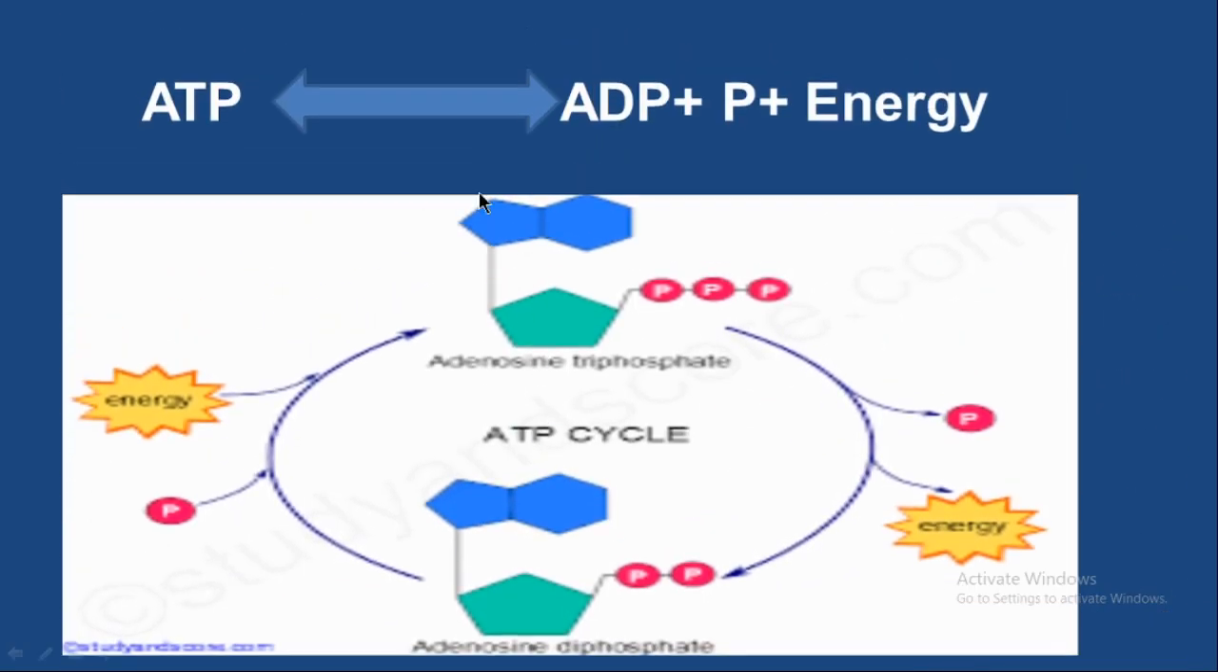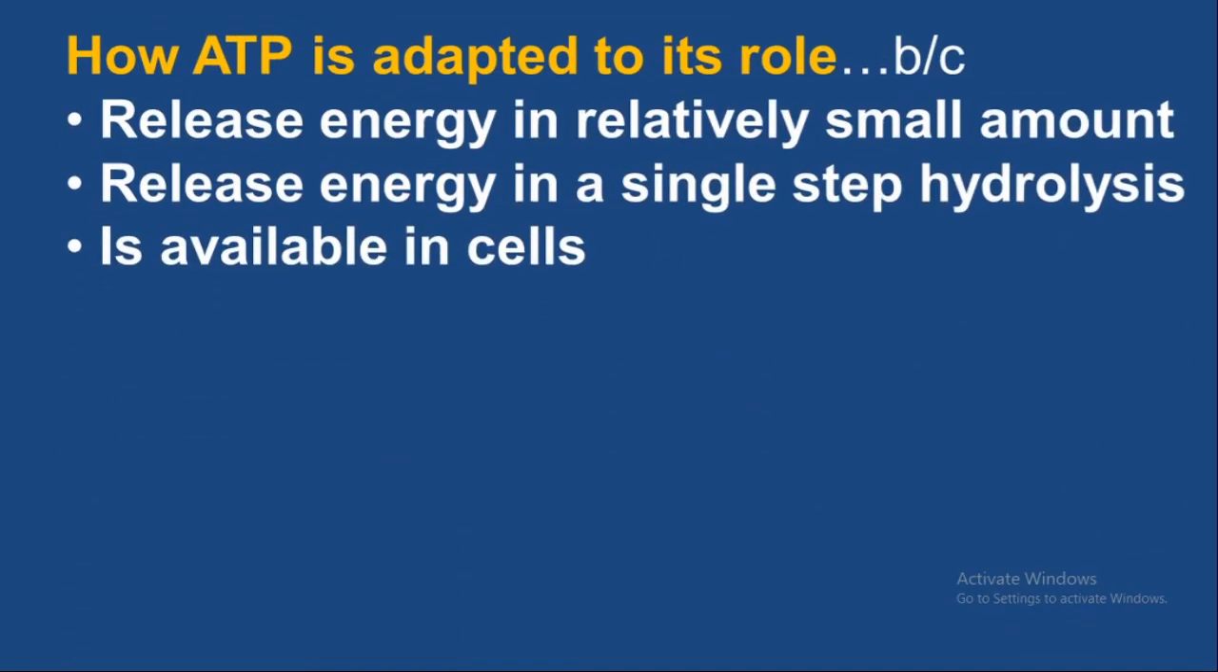ATP is converted into ADP by releasing energy from the phosphate. When energy and a phosphate group are added on ADP, again ATP is produced. So this is the energy production mechanism from the ATP molecule.